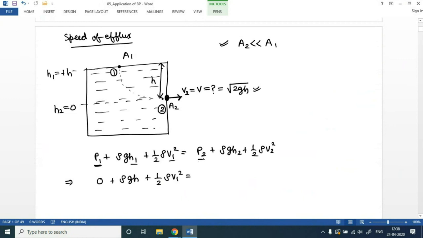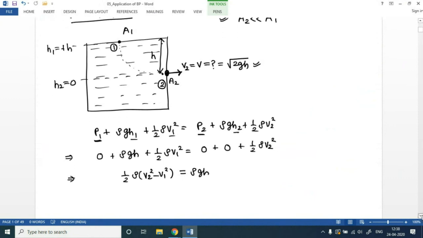And the gauge pressure at point 2, since point 2 has been exposed to the atmosphere also, will also be equal to 0. h2 we have assigned as reference, so that is also 0, and that is half rho v2 square. So we will be able to rearrange this equation: half rho, v2 square minus v1 square, is equal to rho gh.